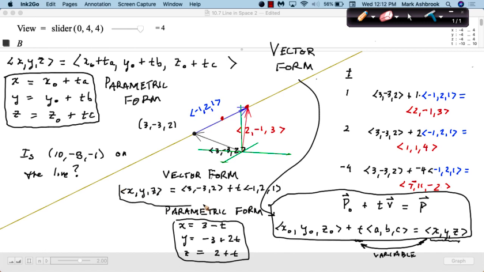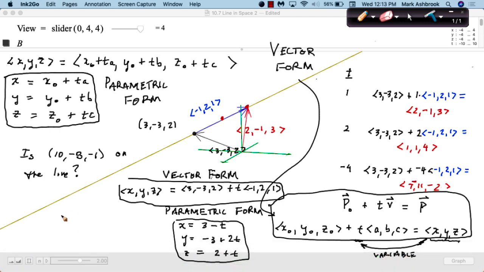So now, is (10, -8, -1) on the line? Anyone think they answered that? Yes or no? No. Why not? I just plugged in 10 for x, -8 for y, and -1 for z, and see if all the t's are exactly the same. Good. A value of t will generate points on the line, so now we're going backwards. We're checking a certain point to see if there's a single t that gives you that x, y, and z.